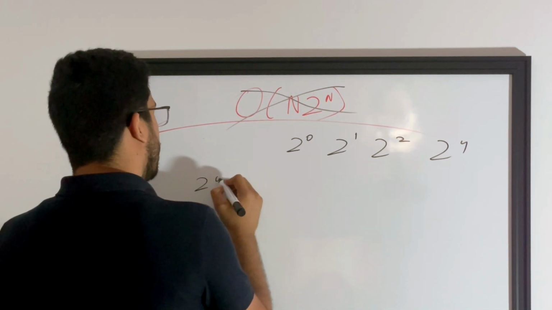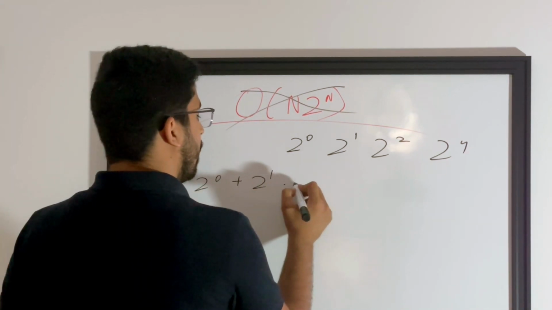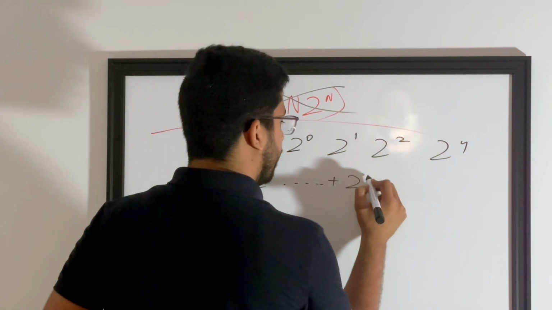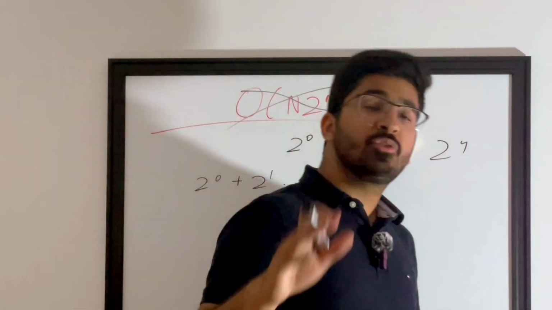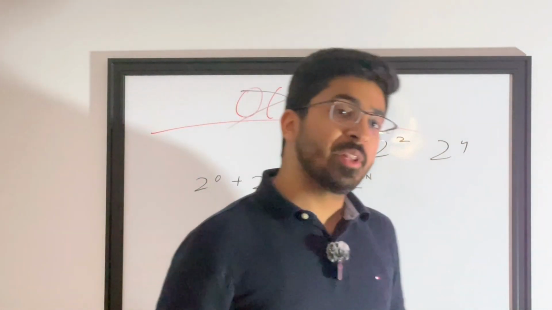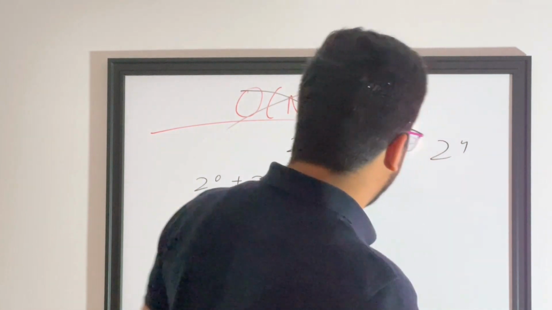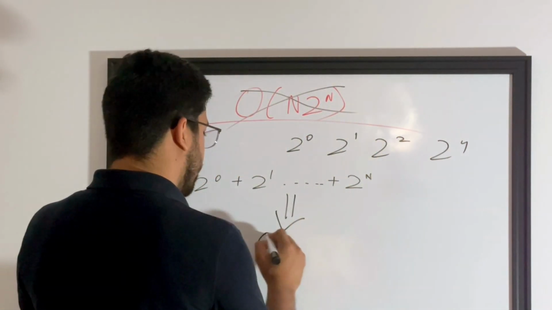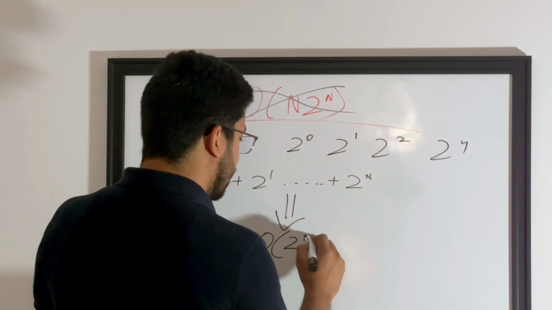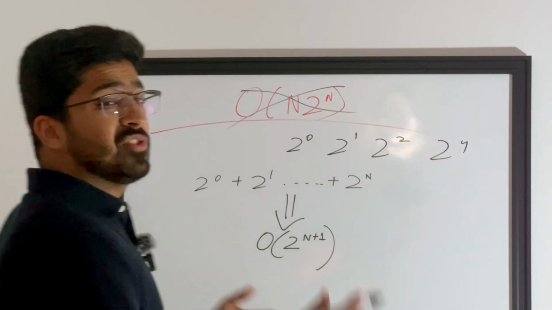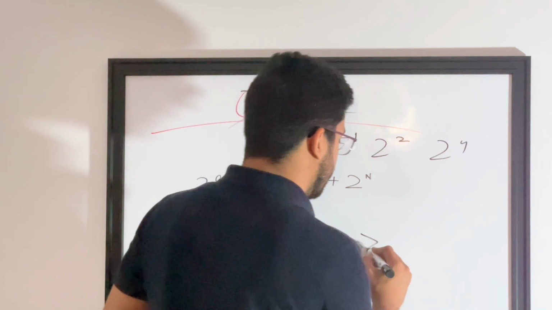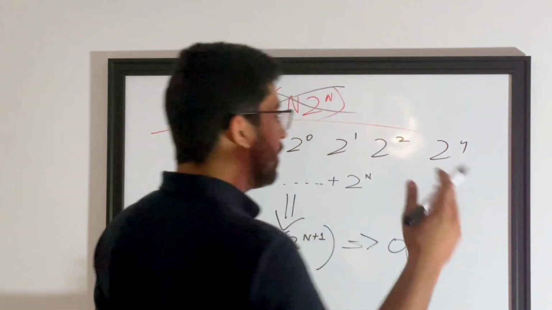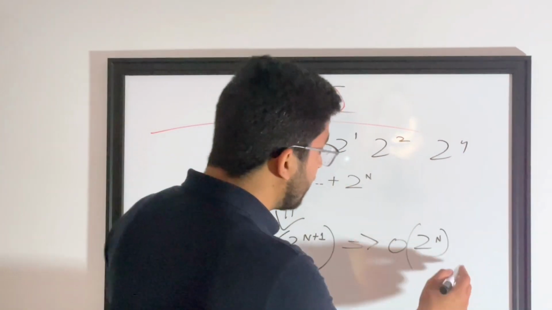So it's going to be 2 of 0 plus 2 of 1 all the way to 2 of n. And I absolutely did not know this, that this is also a mathematical formula, maybe taught in high school, but I forgot about this one, that the answer for this is O of 2 to the power n plus 1, which finally equates to O of 2 to the power n, again dropping the constant terms. Therefore, the answer is still the same.